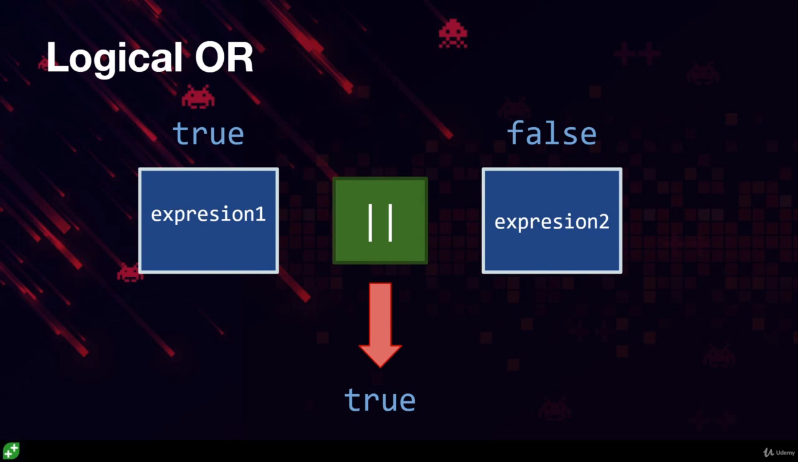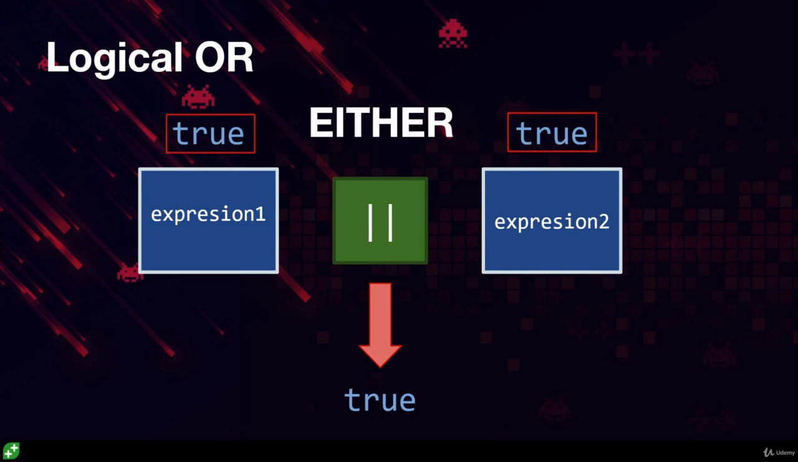For example, if expression 1 is true but expression 2 is false, then OR will still return true. Likewise, if expression 1 is false but expression 2 is true, OR will still return true. It's only when expression 1 and 2 are both false that OR returns false. If either one of them is true, OR will return true.